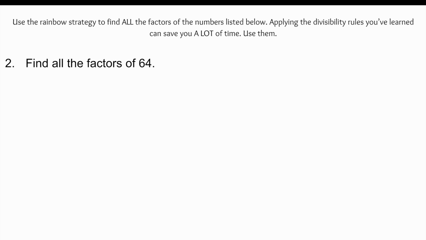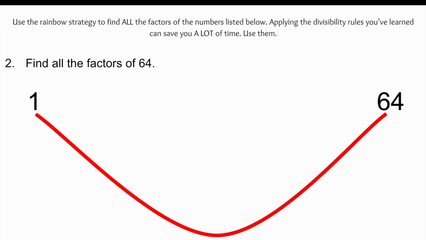As always, we'll start with 1 because 1 is a factor of every number. 1 times 64 equals 64. Now we'll try 2. Is 2 a factor of 64? Well, if I look at the ones place and see a 4, that's an even number, which means that 64 is an even number and all even numbers are divisible by 2. So yes, 2 is a factor.